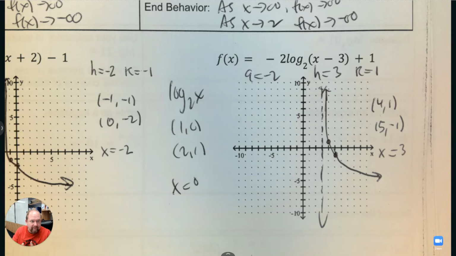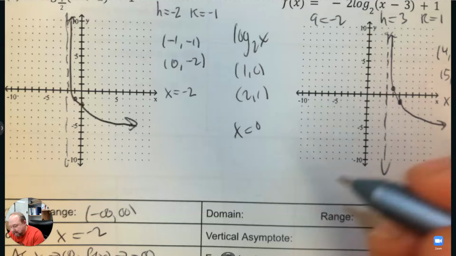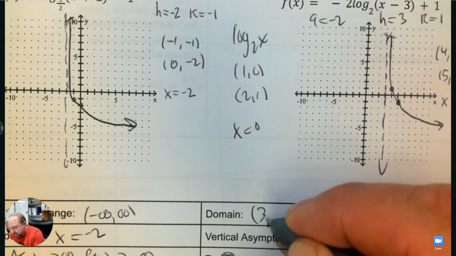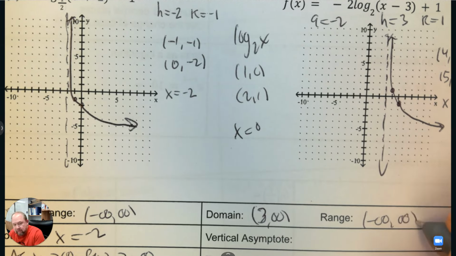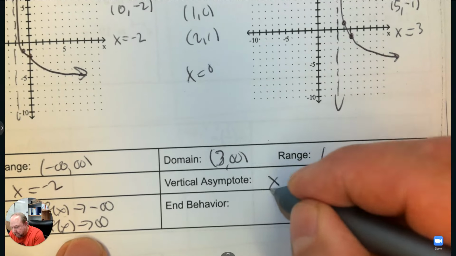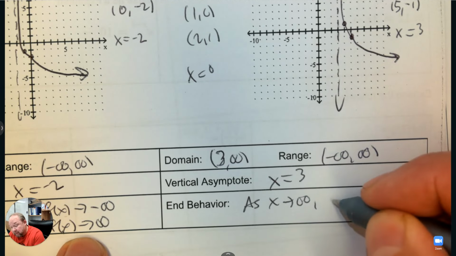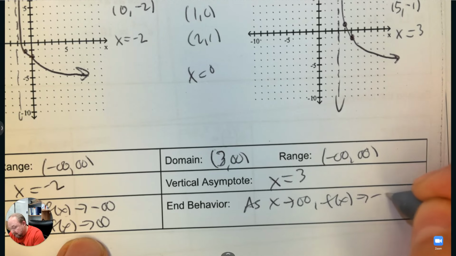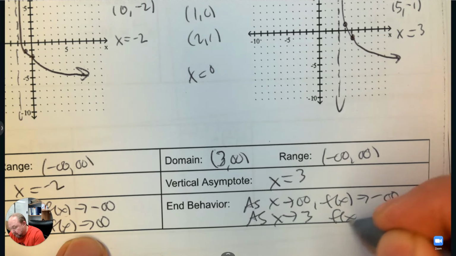Press pause. Try it first. Here we go. So the domain goes from the asymptote, which is 3, to infinity. The range, all the numbers. The vertical asymptote is at 3, and then the right end behavior. So the right end goes down, and then the left, as it goes to the asymptote, it goes up.